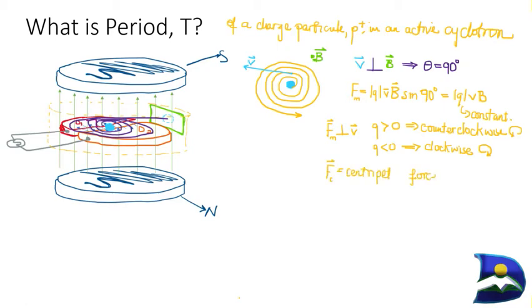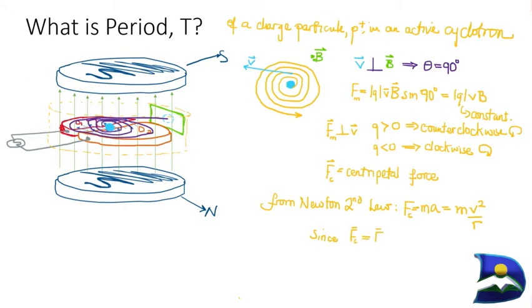So looking at this, we need to introduce the centripetal force, and the centripetal force has to be equal to that of the magnetic force. Using Newton's second law of motion to determine the centripetal force, the acceleration is the square of the velocity divided by the radius of the circular path, and this multiplied by the mass gives us the centripetal force.